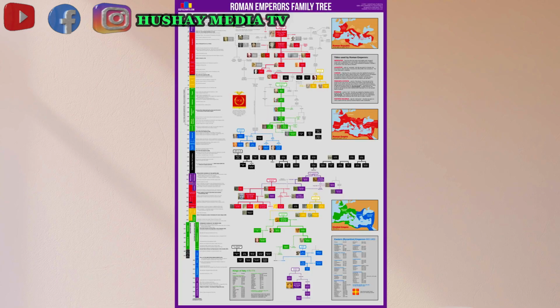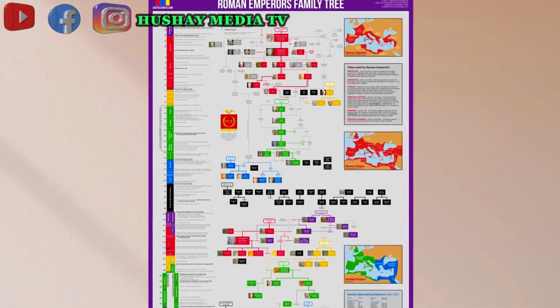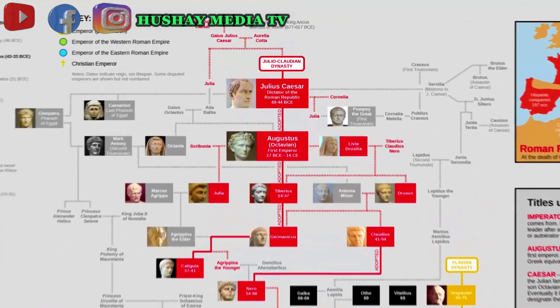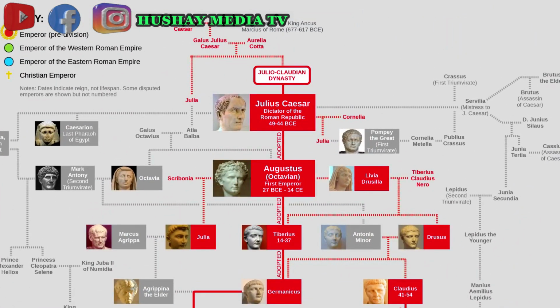The first thing I want to point out is that unlike later European monarchies, there's not actually an unbroken bloodline between all of these emperors. However, there were several dynasties at various points, and these are represented by the various colors on the chart. I'm going to start up at the top with the first dynasty, which is the Julio-Claudian dynasty.